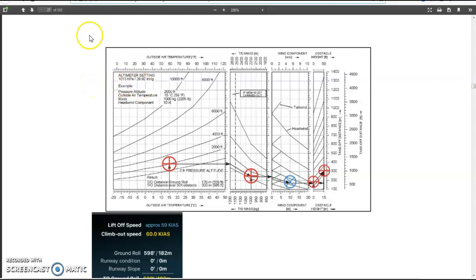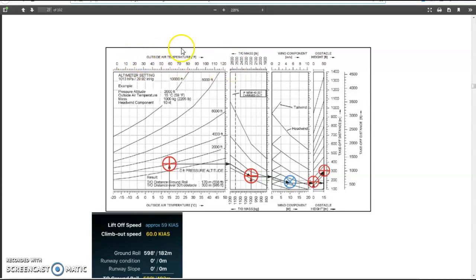Okay, today we are going to look at how to calculate takeoff and landing distances. These charts can be very daunting. So, this chart actually has four different sections.